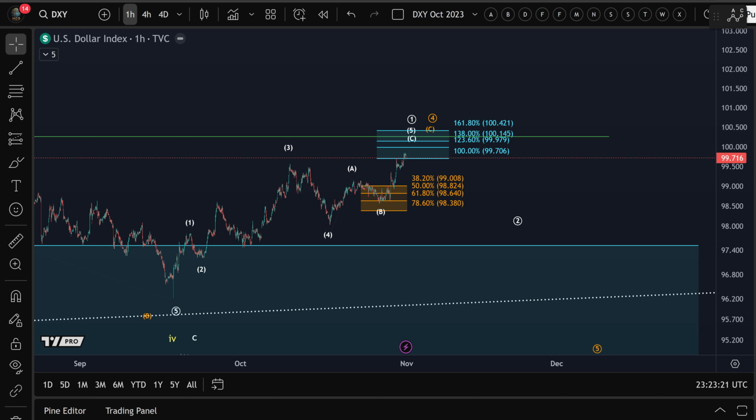Hello, and welcome to another update video on the US dollar index chart. Yep, we did get our reversal in our support zone. Quite good to see, and the price is forming a 5-wave move up.